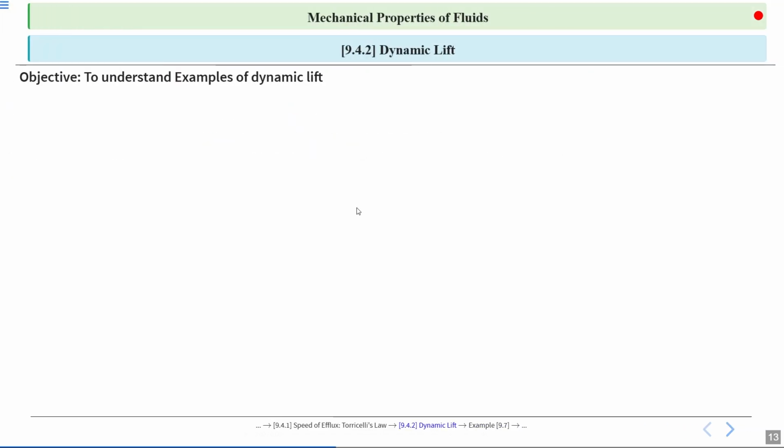So now let's understand examples of dynamic lift, which is a key concept in the mechanical properties of fluids. Dynamic lift refers to the upward force that acts on objects moving through a fluid, like air or water. So first, let's focus on a ball moving without spin. This means the ball is just moving straight through the air, not rotating at all.